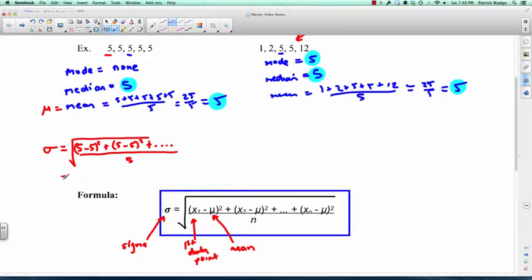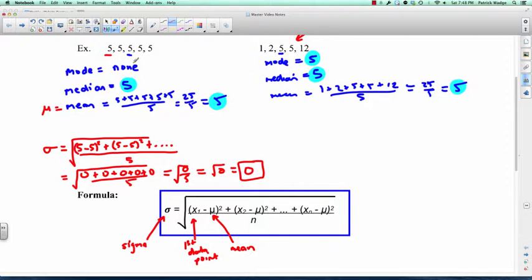Because what do each one of these equal? Well, 5 take away 5 is 0, and 0 squared is 0. Happens again here, 0. It happens again here, 0. You get 5 of those. So I guess I can put them all down, and you're going to divide by 5. 0 plus 0 plus 0 plus 0 is 0. Divide by 5. 0 divided by 5 is still 0, and if you take the square root of 0, it's 0. So that wasn't very exciting. The standard deviation is 0.